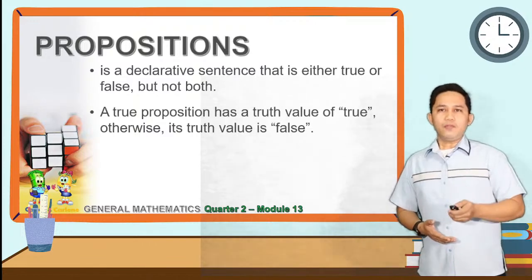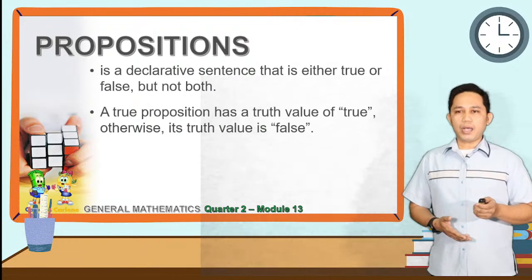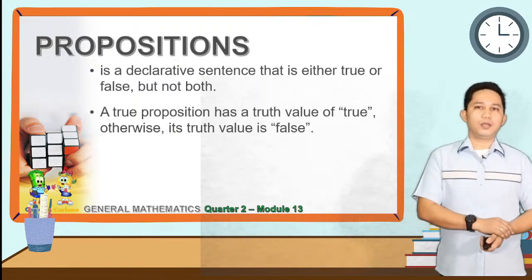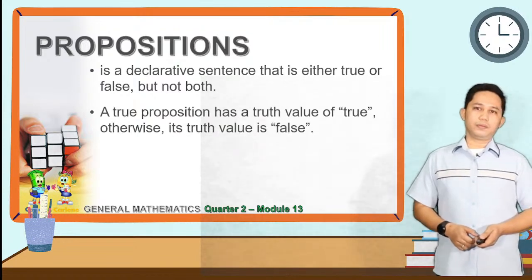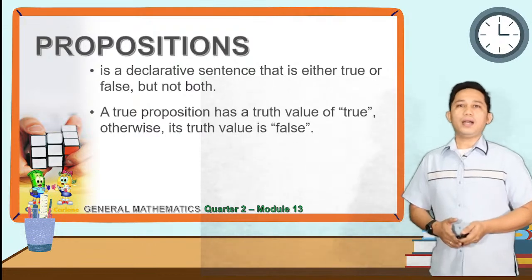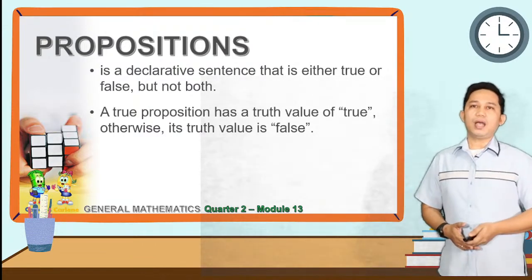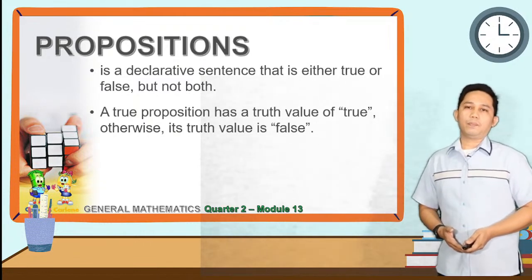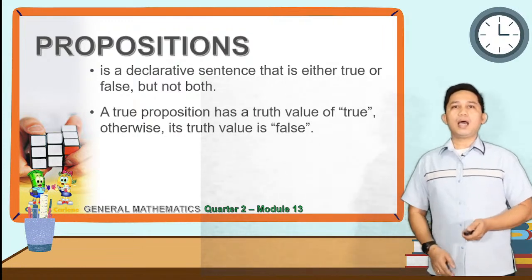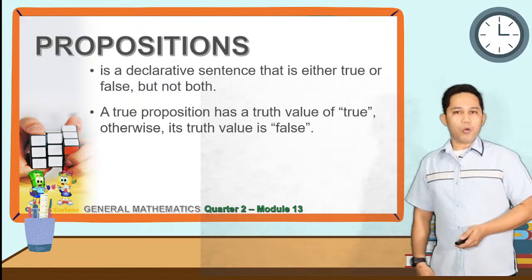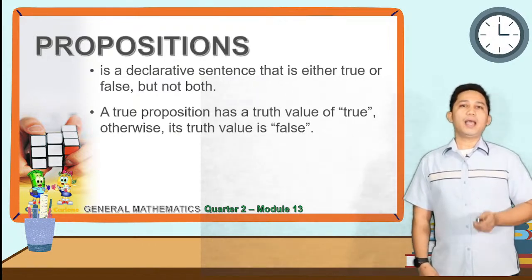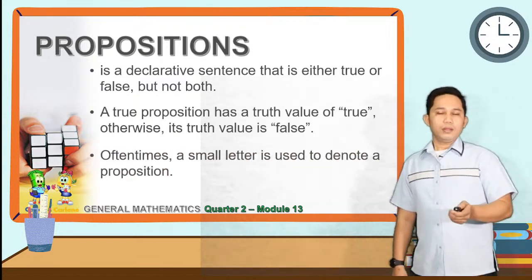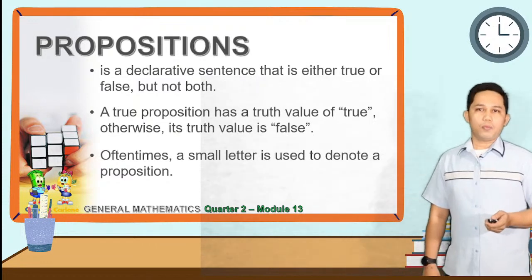Yes, very good. The given sentences are declarative sentences that are either true or false, but not both. How did we determine which sentences are fact or a bluff? Yes, we search for the truth value of each sentence. Just like in our lesson this morning, how are we going to know if a sentence or a statement is a proposition? The first condition is, it should be a declarative sentence that is either true or false, but not both. And a true proposition has a truth value of true, otherwise its truth value is false. Okay. Then oftentimes, a small letter is used to denote a proposition.